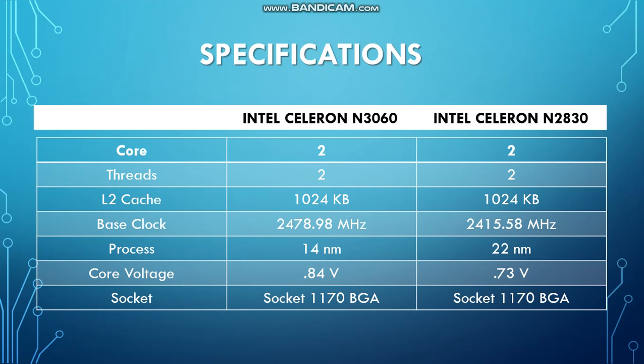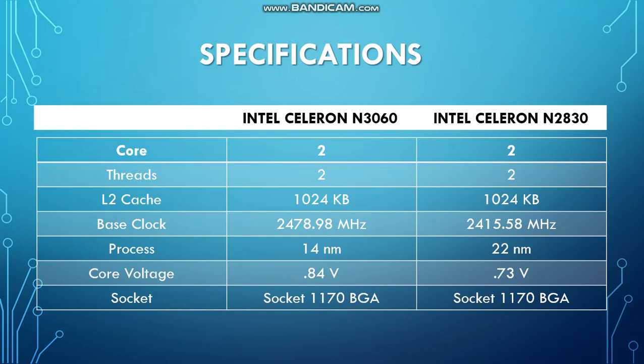1024 KB. The base clock of the Intel Celeron N3060 is 2478.98 MHz. Then the Intel Celeron N2830 is 2415.58 MHz. The process is 14 nm for the Intel Celeron N3060 and 22 nm for the Intel Celeron N2830.